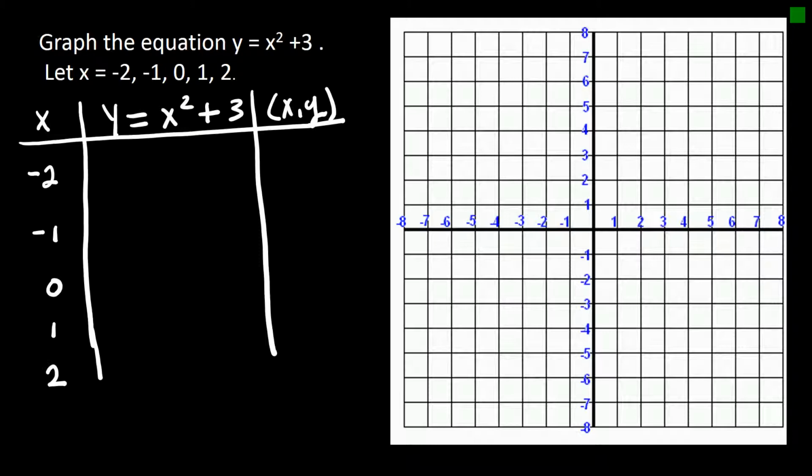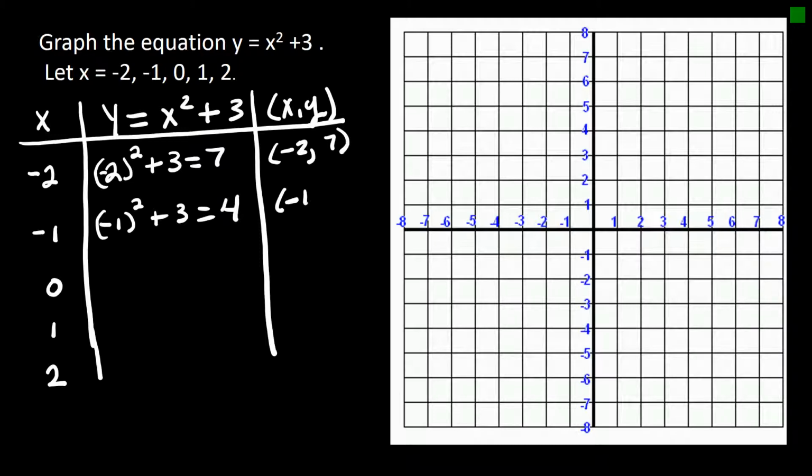So we're going to take each of these x values and we're going to go to our equation, and wherever there's an x, we're going to replace it. So let's look at negative 2. We'll have negative 2 squared plus 3, which is 7. So we have a point negative 2, 7. We have negative 1 squared plus 3, which is 4. So we have a point negative 1, comma 4.